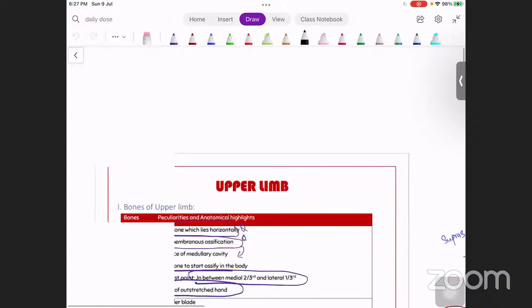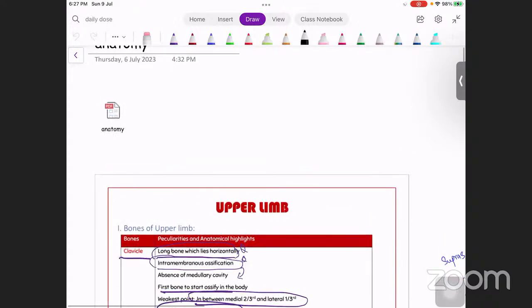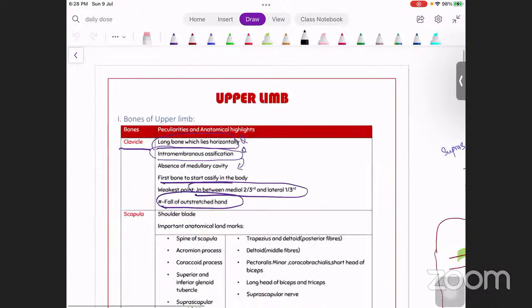Speaking about the clavicle: it is the only long bone which lies horizontally, and the only long bone which undergoes intramembranous ossification. The weakest point of the clavicle is the junction between the medial 2/3 and lateral 1/3, which is where fractures commonly occur. Okay.